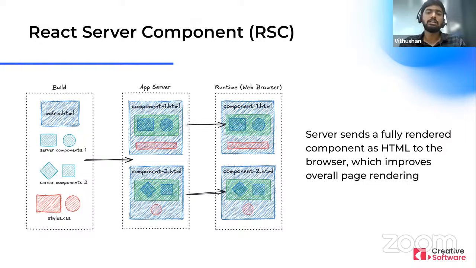On the server side, server components are rendered on the server and sent as HTML, while client components manage interactions and dynamic behavior on the client side. On the browser side, the browser receives HTML from the server for server-rendered components and JavaScript for client-side components. So the server components will be packaged as HTML, and client components will be packaged as components with HTML, CSS, and JavaScript, similar to what happens in a CSR.